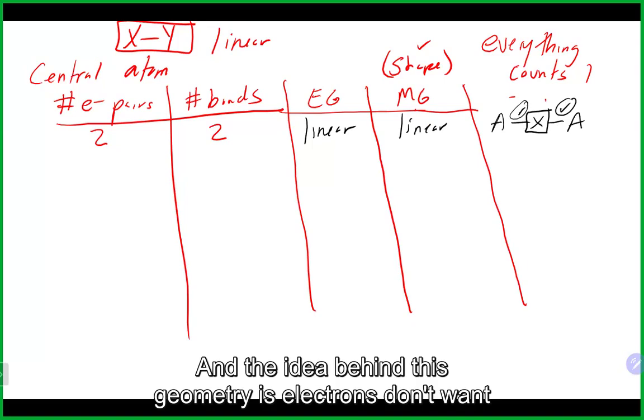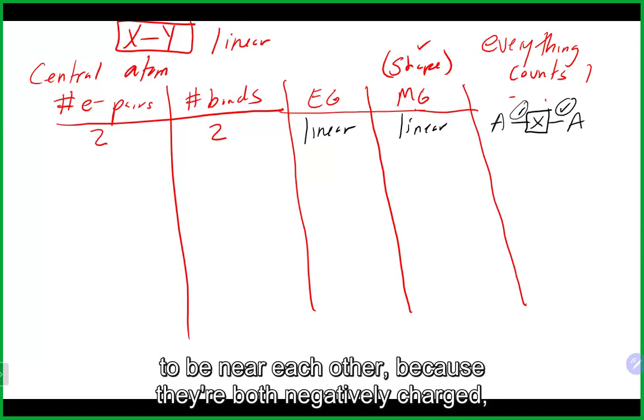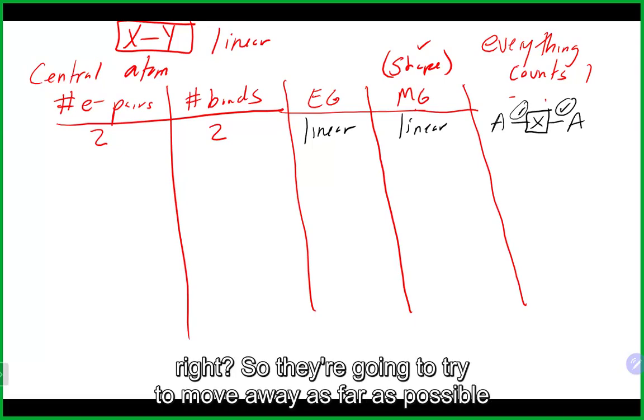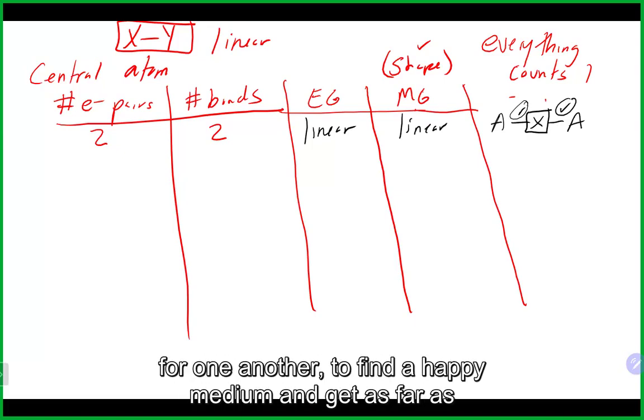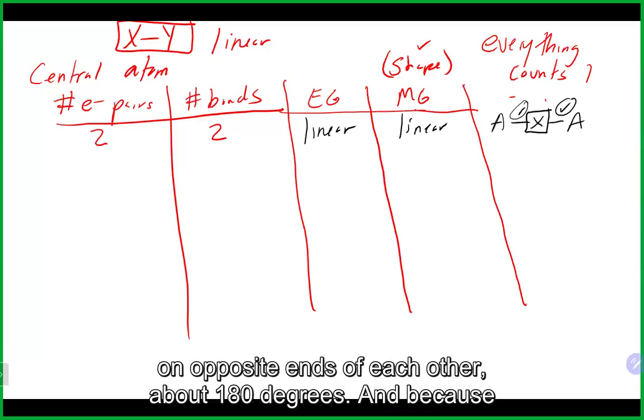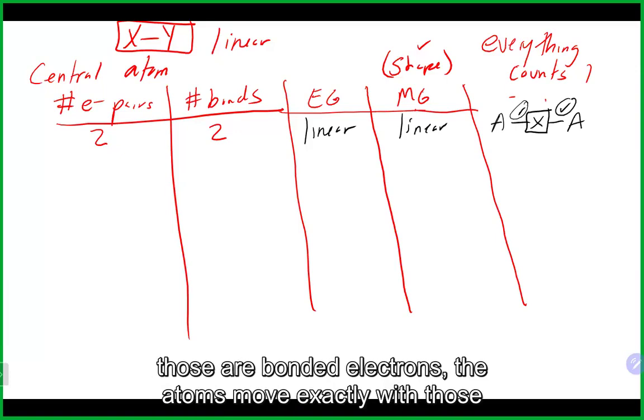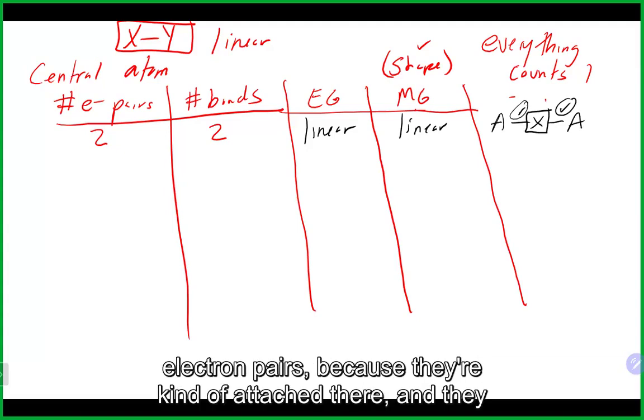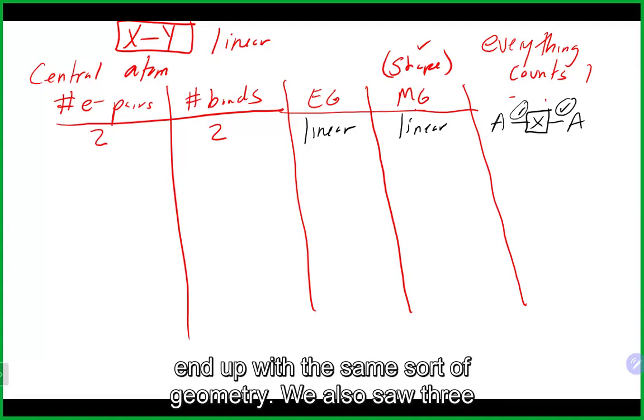And the idea behind this geometry is electrons don't want to be near each other because they're both negatively charged, right? So they're going to try to move away as far as possible from one another to find a happy medium and get as far as possible from each other. So in this case, they're going to go on opposite ends of each other, about 180 degrees. And because those are bonded electrons, the atoms move exactly with those electron pairs because they're kind of attached there, and they end up with the same sort of geometry.